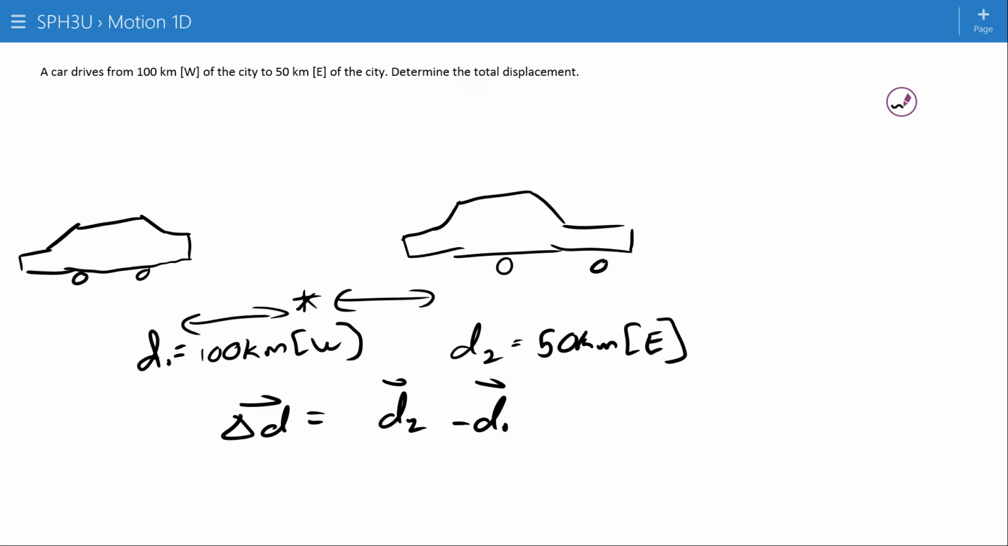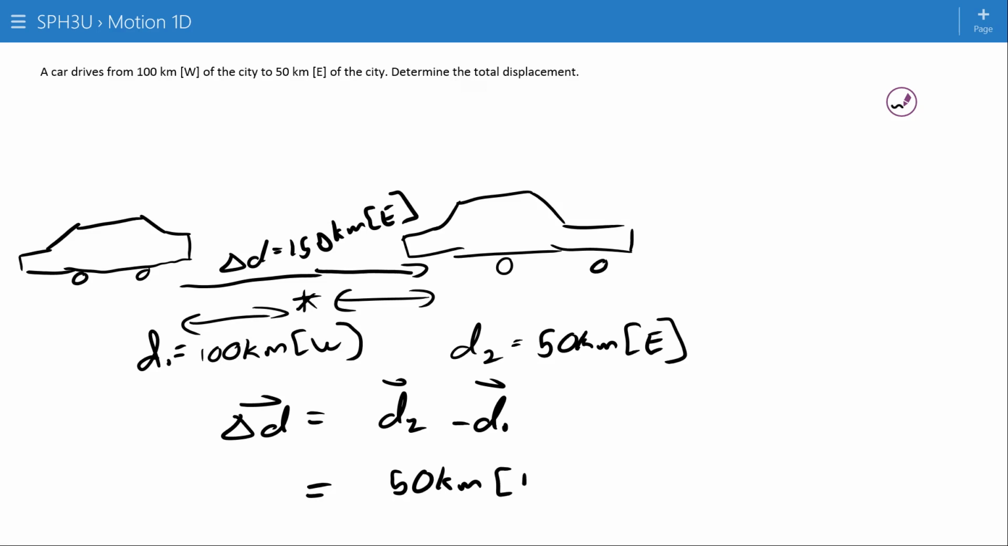Now, again, from our diagram, let's always keep a reference and common sense here. We can see that our delta D is 150 kilometers east before we even get started. But let's look at what that looks like numerically. So I've got 50 kilometers east minus 100 kilometers west. I'm going to call east my positive direction.